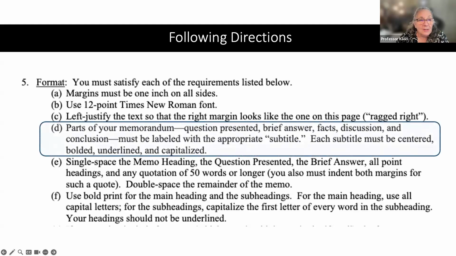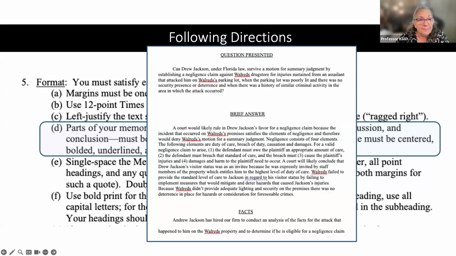You will note that letter D of formatting says parts of your memorandum, question presented, brief answer, facts, discussion, and conclusion must be labeled with the appropriate subtitle. Makes sense. And then it says each subtitle must be centered, bolded, underlined, and capitalized. Seems simple, right? Not so much. If you notice, the subtitles are not bold. They are underlined and all caps, but they are not bold.